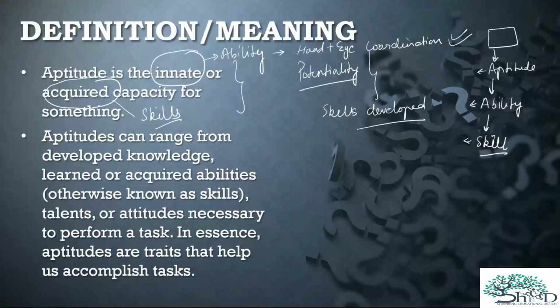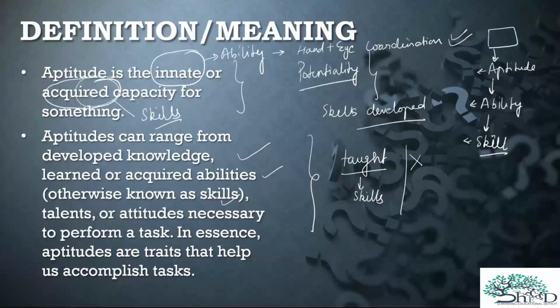So aptitudes can range from developed knowledge to acquired abilities which are known as skills. In any case, the bottom line is that aptitude helps us to do something. So some aptitudes can be taught. Those are skills. Some aptitudes cannot be taught.